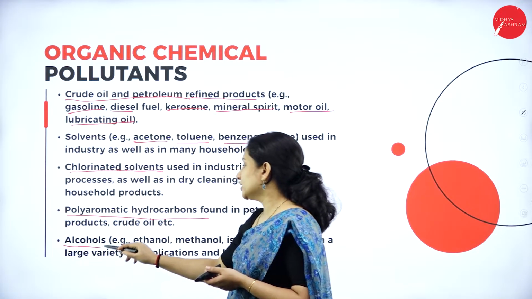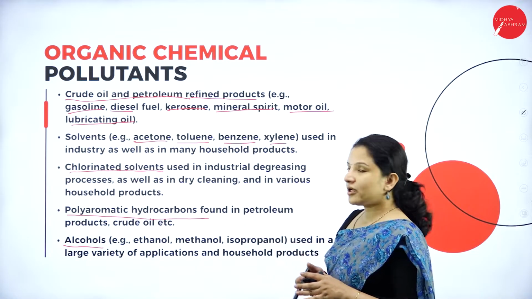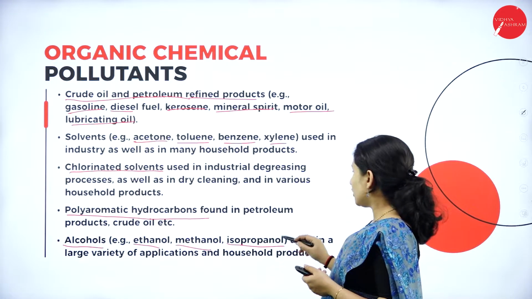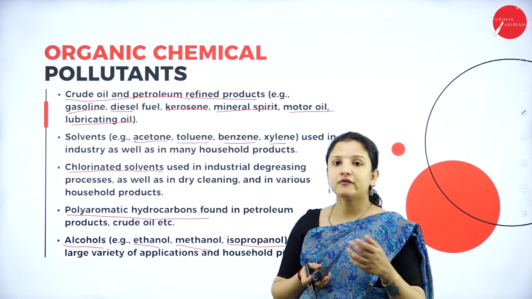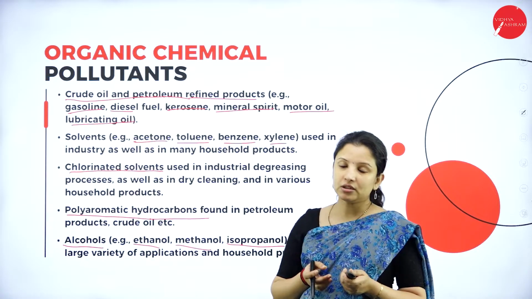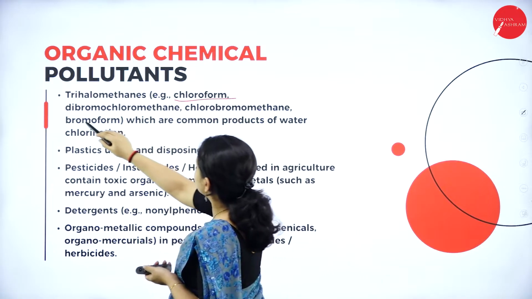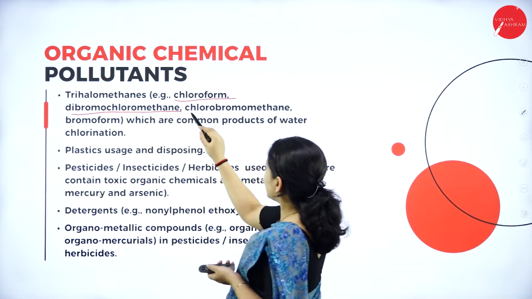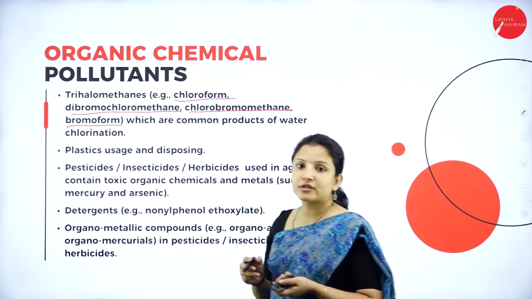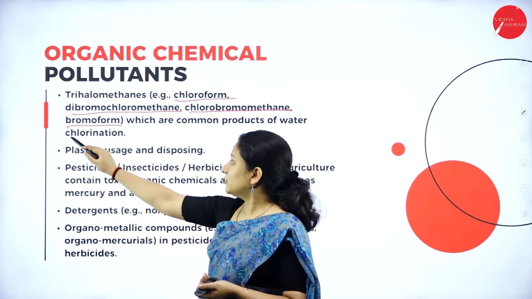Next is alcohol. When I say alcohol, it's not the alcohol that people consume, but I'm talking about industrial alcohol, that is ethanol, methanol, isopropanol, which are used in many household products and also in industries. These can also cause chemical pollution. Next, we have trihalomethanes, such as chloroform, dibromochloromethane, chlorobromomethane, bromoform, etc. These are some of the products which are used for chlorination of water. So these also can cause chemical pollution.